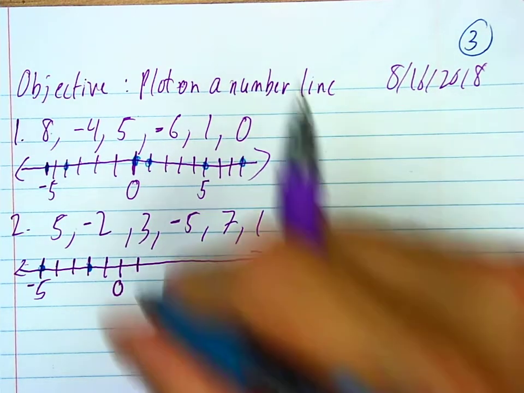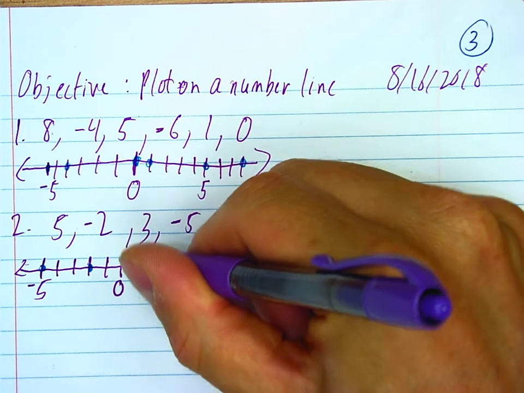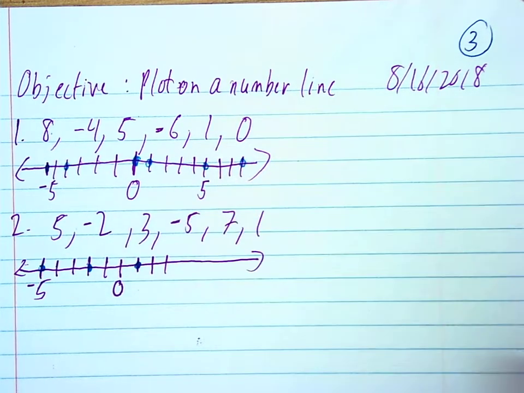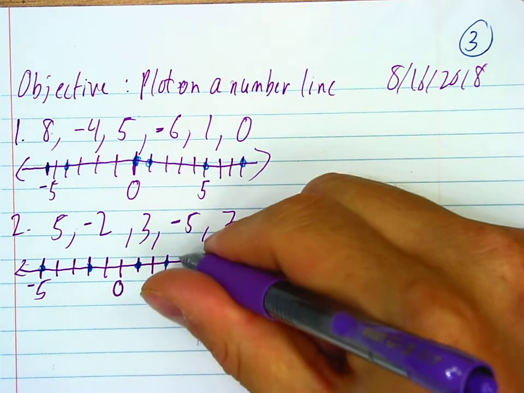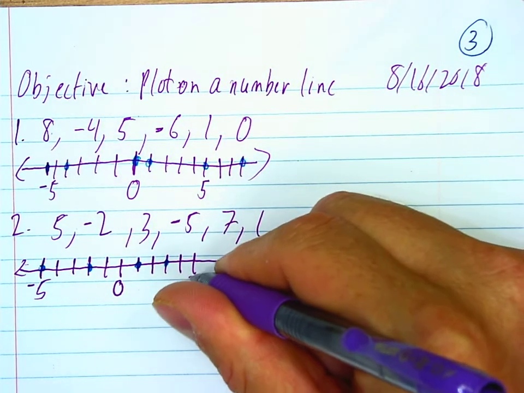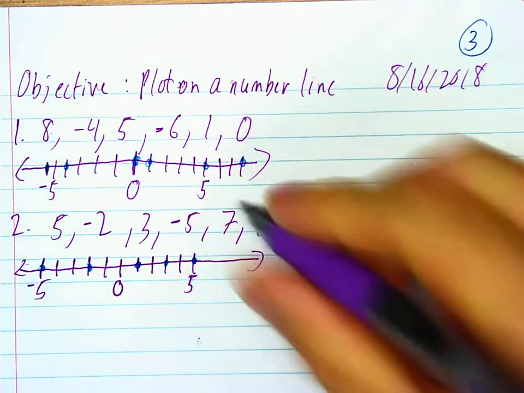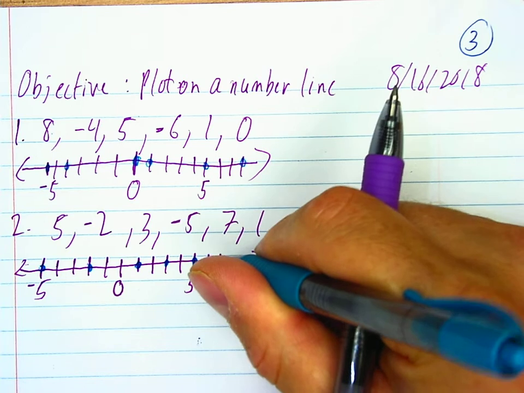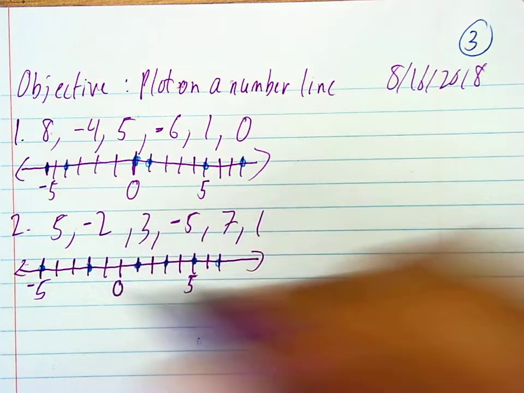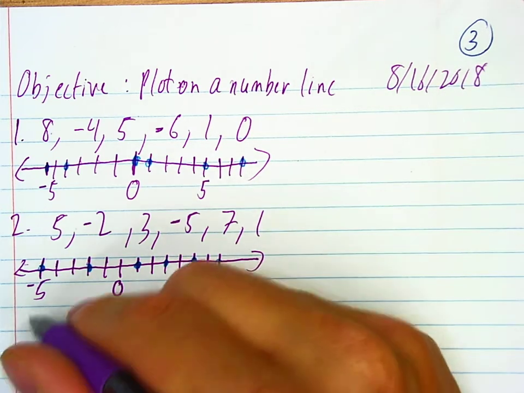1, 2, 3, 4, 5, 6, 7. As you can see, it doesn't have to take an awful long time to draw these. We can do these quite quickly.